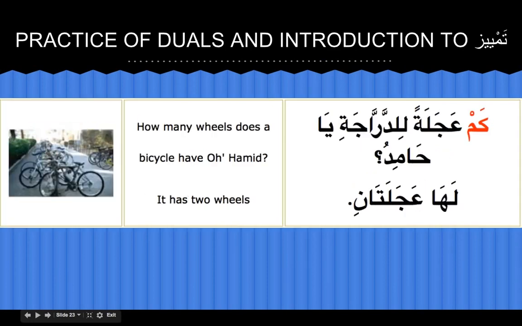Li ukhtani. You say kam ajalatan. Ajalatan means wheels. Kam ajalatan lid-darrajati ya Hamidun. How many wheels does the bicycle have, ya Hamid? Laha. Laha means it has. Ajalatani, two wheels. So ajalatan is tamyiz. It comes after kam. So how many?